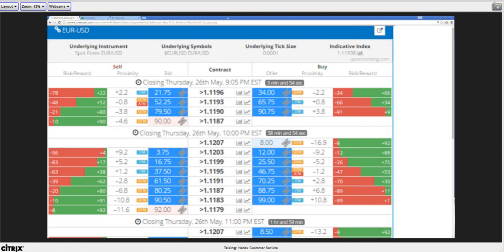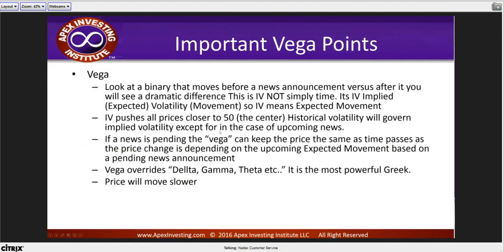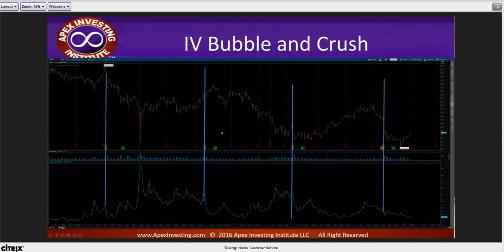IV impacts contracts with more time until expiration, or with news that is coming out and about to happen. To visually show you what I mean, this is a stock you may have heard of called Apple. This is when the earnings are coming out. Earnings are announced. They say, we will release earnings at this time on this day. And if you look at it, you can see this is the implied volatility. The implied volatility goes up. The announcement comes out. Even though the price moved a lot, there was a lot of volatility.